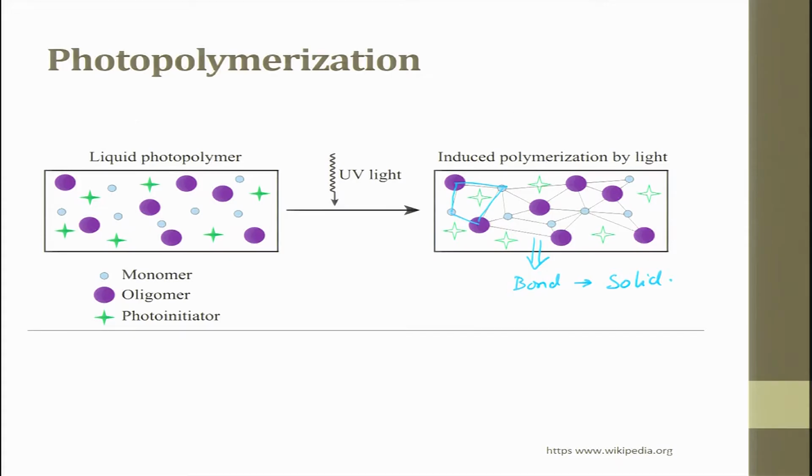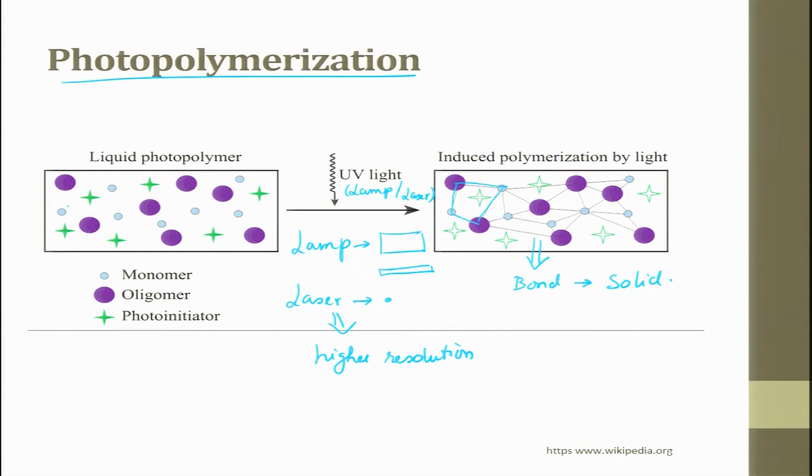As I told you, this UV can be from a lamp or it can be from a laser. When I talk about a lamp, your exposure area many a time will be over a large area or along a single line. But when I talk about a laser, it will always be a spot, so this has higher resolution. So, I would prefer having a UV laser for doing this photopolymerization. It is very clear from this diagram, the mers and the oligomers join together by a bond through this process.